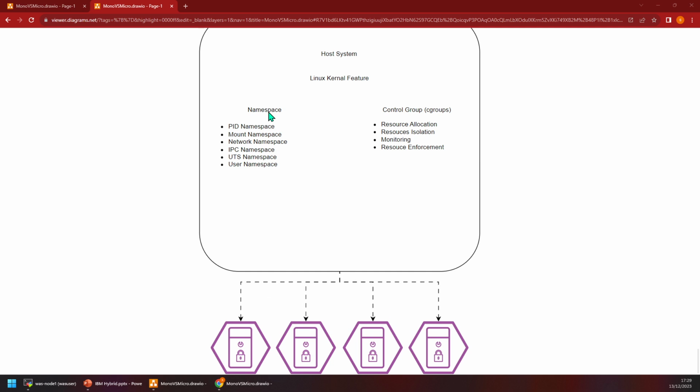Namespaces are a Linux kernel feature that provides process and resource isolation for containers. Docker uses several types of namespaces to achieve isolation between containers and between the host systems as well. So it is not only isolating between containers, it is also between the container and the host system. For example, this is my laptop where I'm using the Windows operating system.